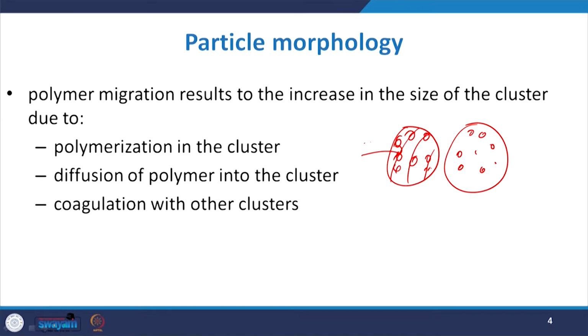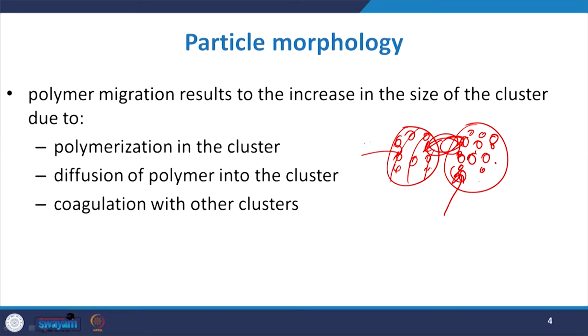So, then these developed polymer sites over the cluster may lead to further polymerization within this cluster. Then there may be a chance that the polymer particle may get diffused into the cluster, and there may be chances that they may form coagulation with the other cluster. So, these are the several issues related to this particle morphology. Whenever any of these three situations occurs, there may be a change in the morphological segments of these polymer particles.